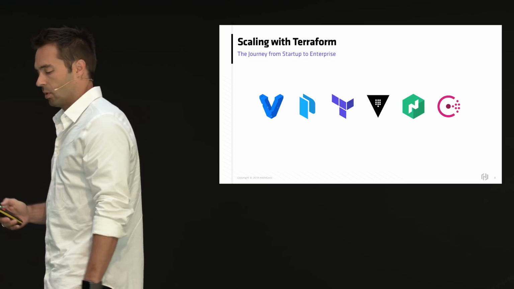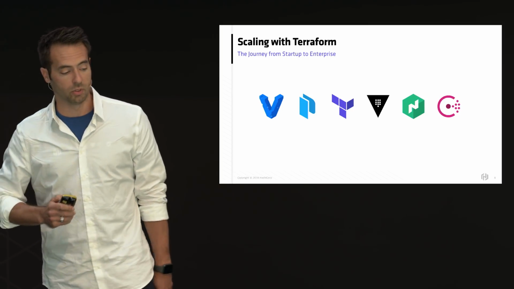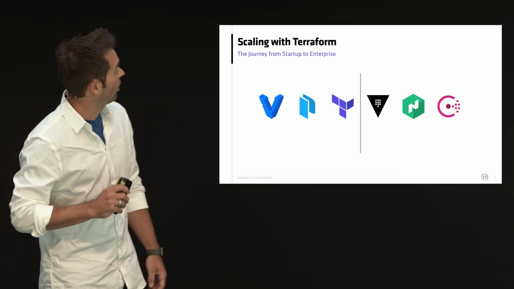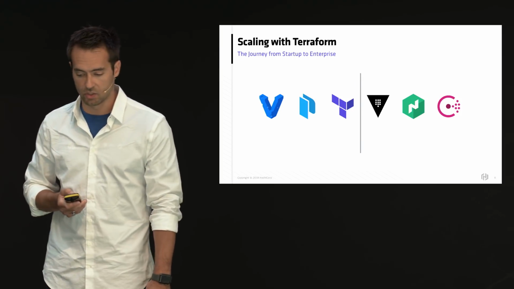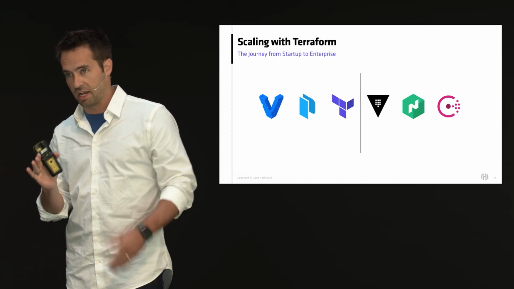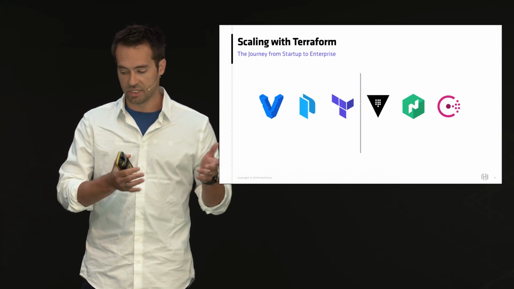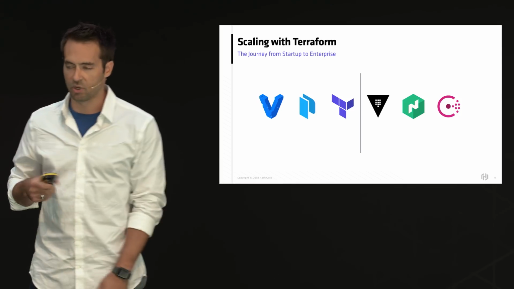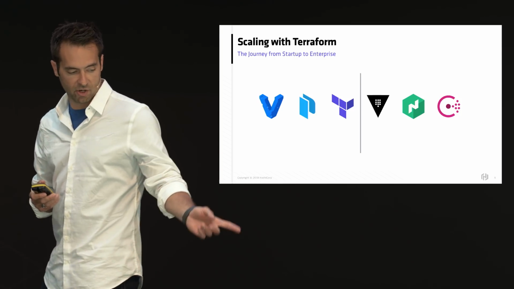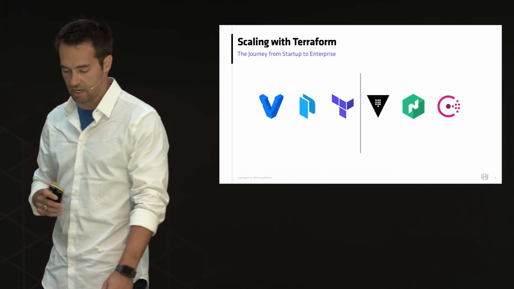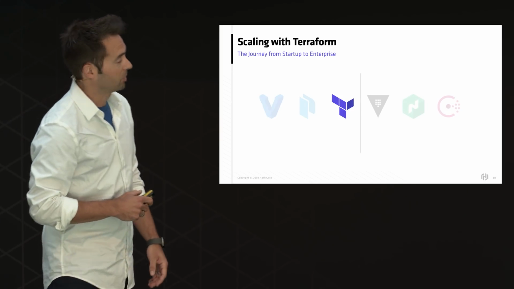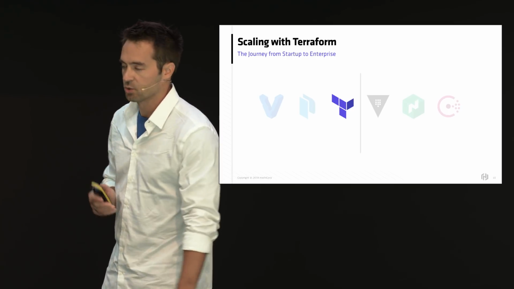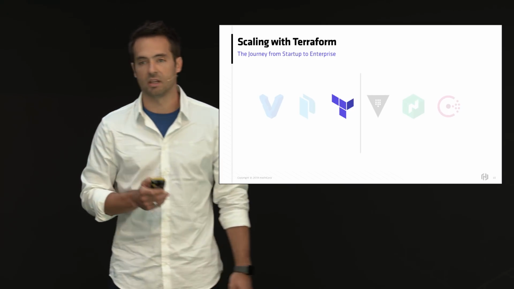To do that, we develop a suite of tools: Vagrant, Packer, Terraform, Vault, Nomad, and Consul. They're roughly divided into 2 groups, loosely categorized as provisioning tools on the left and runtime tools on the right. Vagrant, Packer, and Terraform are in provisioning land. That's where Terraform lives. Terraform's mission statement is to write, plan, and create infrastructure as code.